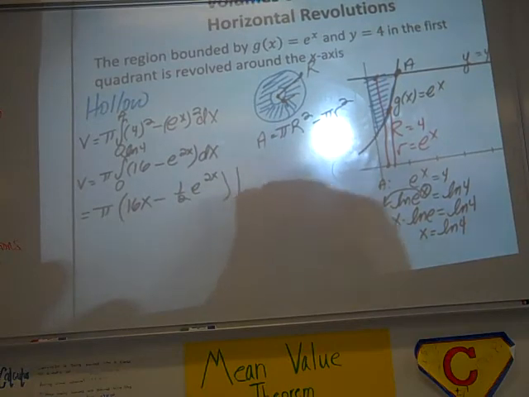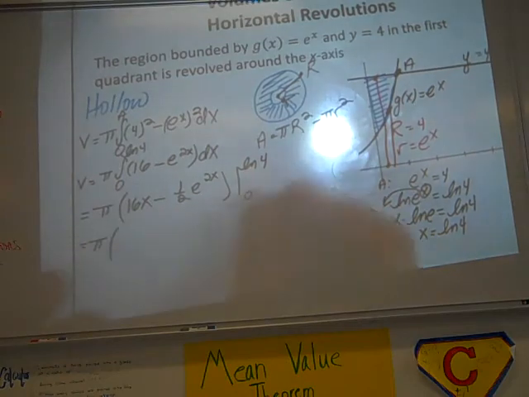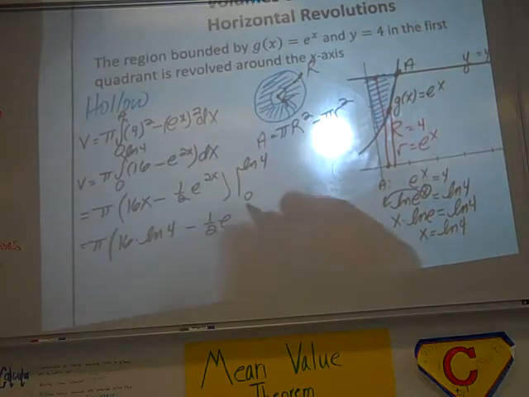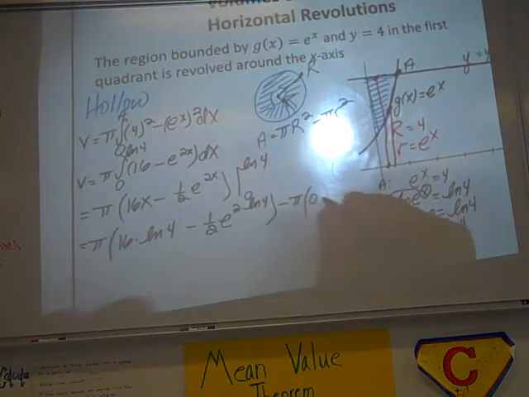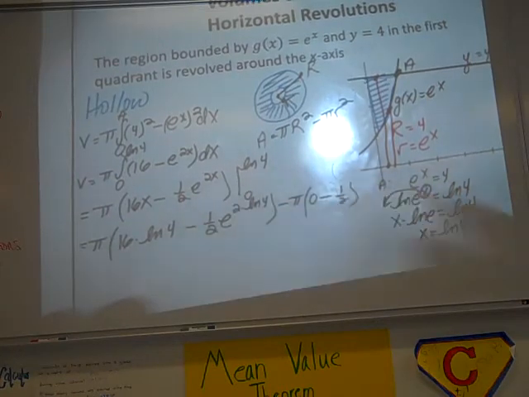We then evaluate this from 0 to the natural log of 4. Plug in the natural log of 4 first: 16 natural log of 4 minus 1/2 e to the 2 times the natural log of 4, minus pi, evaluate at 0. And let's be careful. 16 times 0 is 0 minus 1/2 e to the 0 power. Since e to the 0 is 1, we have 0 minus 1/2.